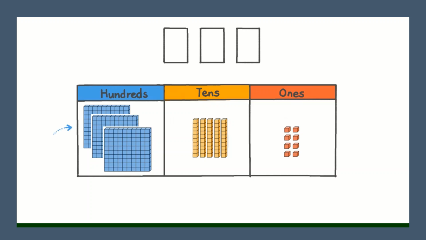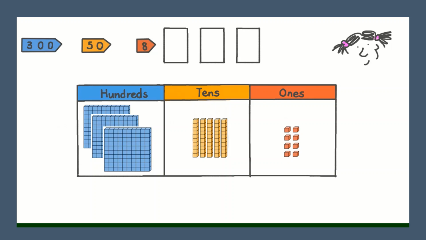We've got 3 hundreds blocks, so we know that these have a value of 300. Our 5 tens are worth 10, 20, 30, 40, 50, and of course our 8 ones are worth 8. So we've made the number 358. Now how can we write the number 358 using digits?